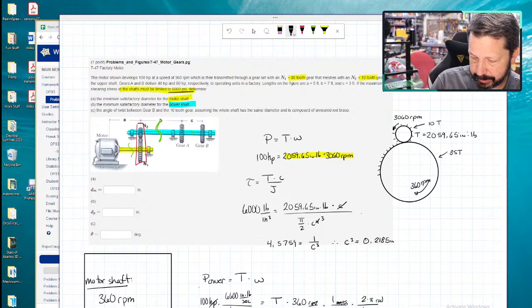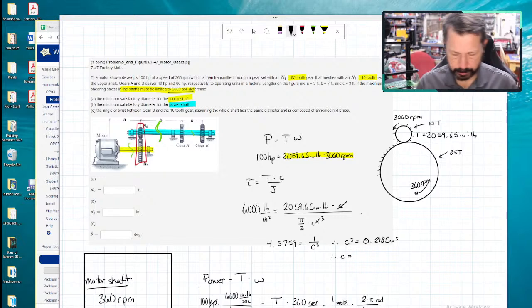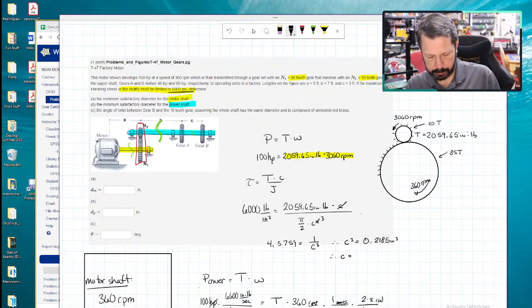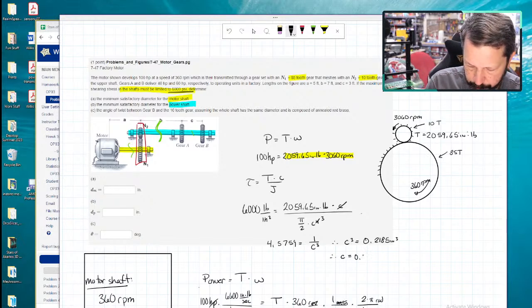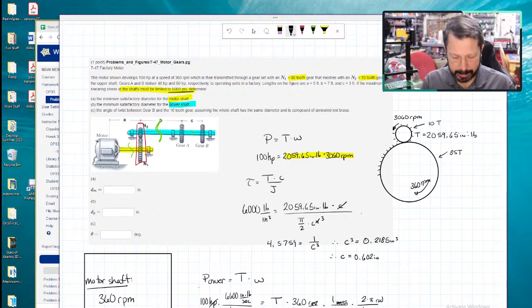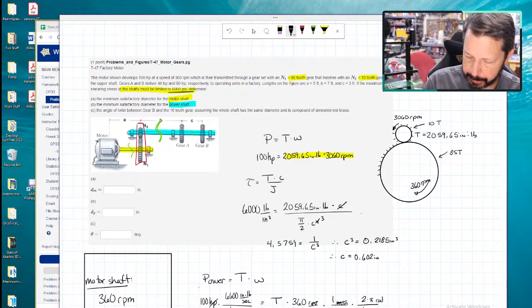0.2185, and that means C is equal to 0.602 inches. And we actually want the diameter, so multiply times 2. So OD for the output shaft is 1.205 inches.